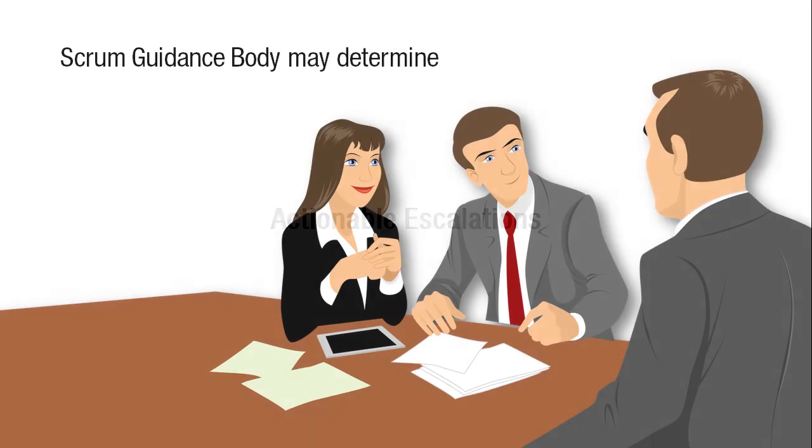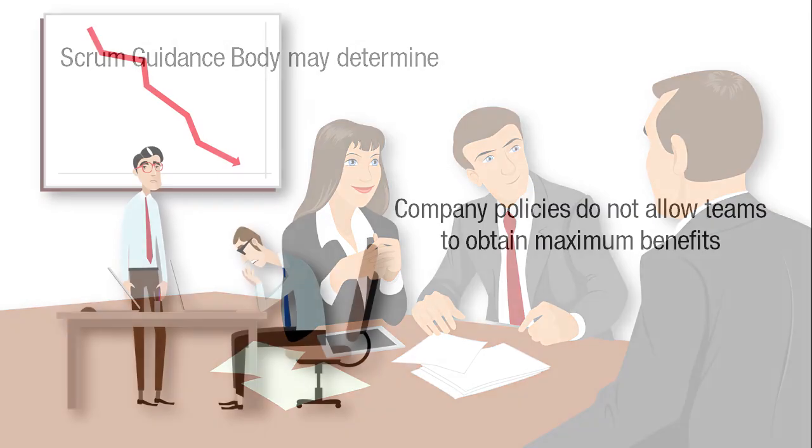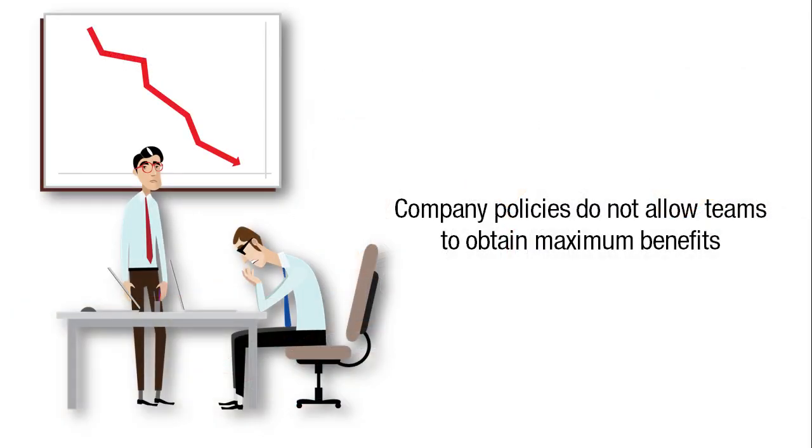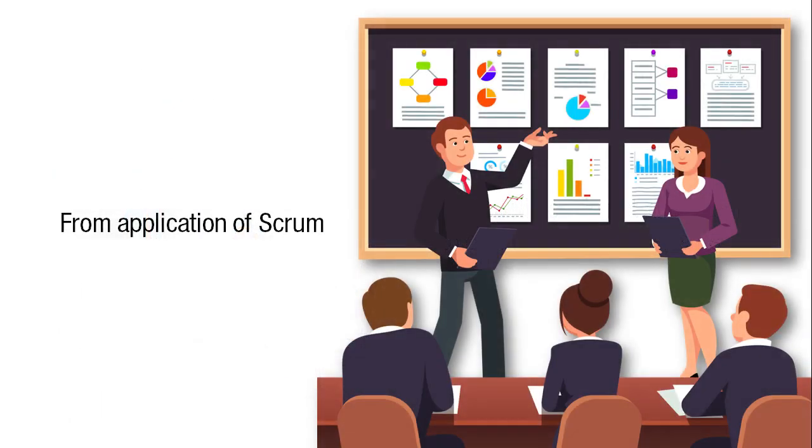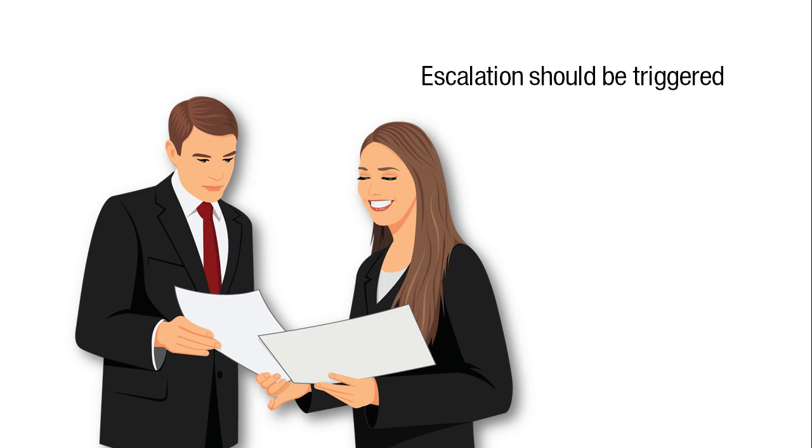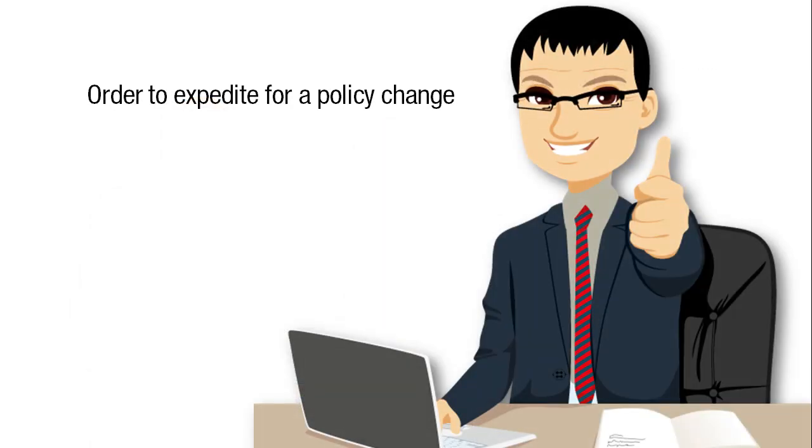Next output is actionable escalations. The Scrum Guidance Body may determine that some company policies do not allow teams to obtain the maximum benefits from the application of Scrum. In such cases, an escalation should be triggered in order to gain approval for a policy or other change. Updated Scrum Guidance Body membership is the next output.